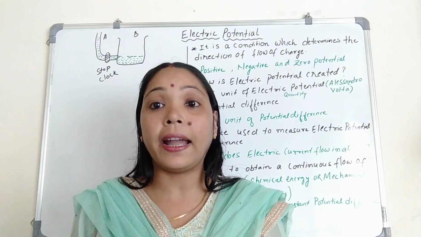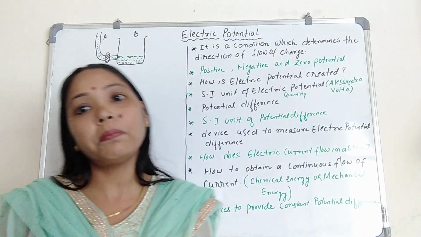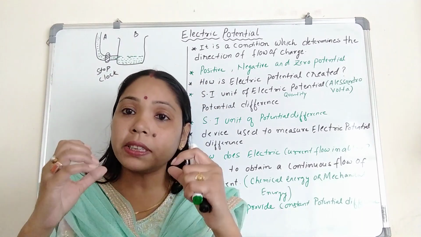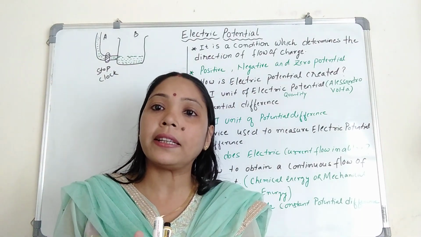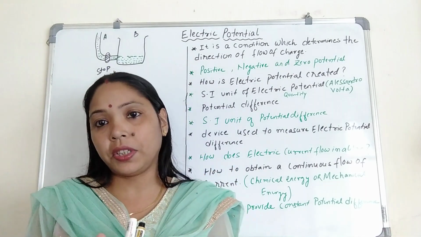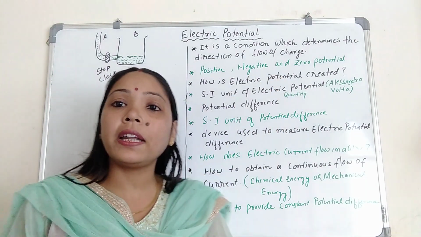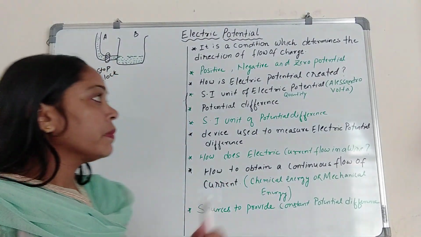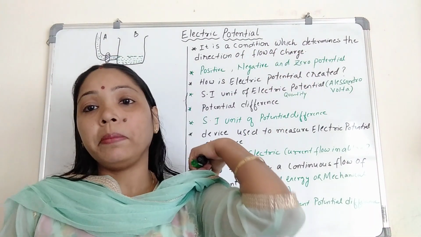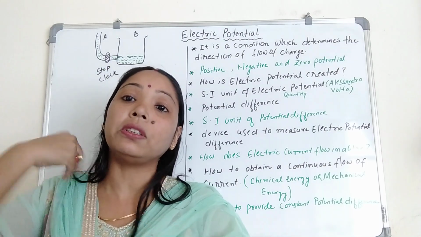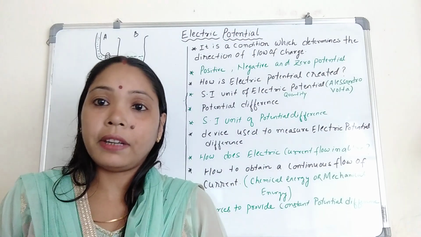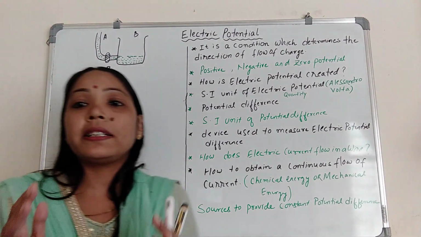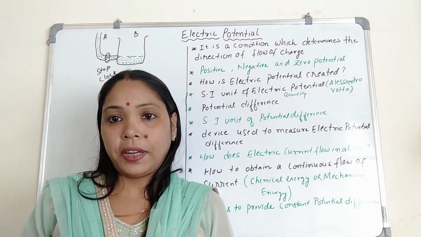So what are the higher and the lower electric potentials? A positive body is always considered as a higher potential. A negative body is always considered as a negative potential. And zero potential means where there is no potential, it is not positive, not negative, neutral. So, Earth is always considered as zero potential.